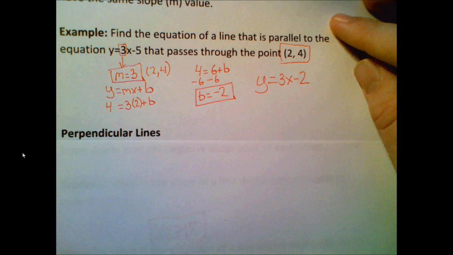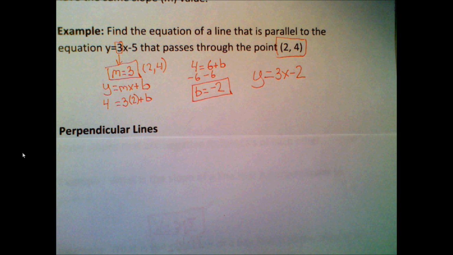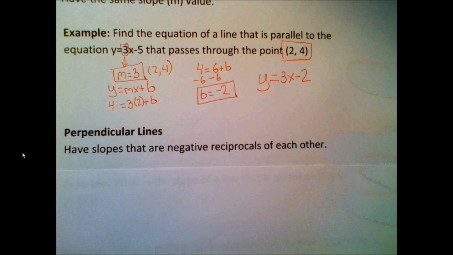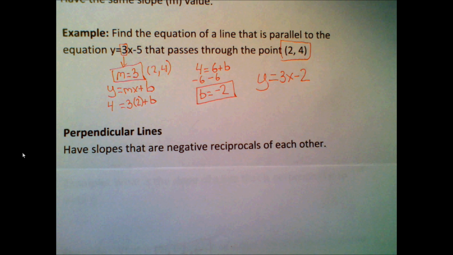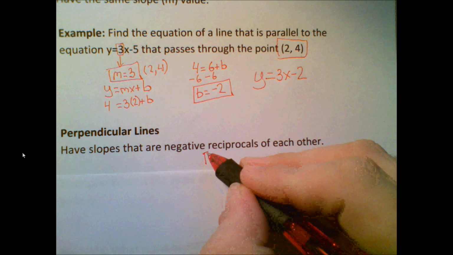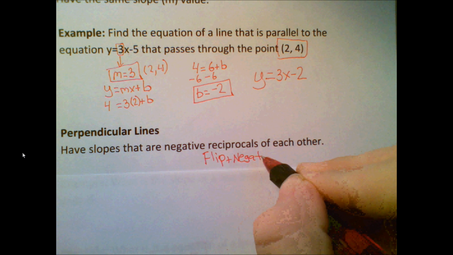Okay, now we're done with that, so let's take a look at perpendicular lines. Now, the special relationship, and this one's a little bit more complicated than parallel, is that the slopes are negative reciprocals of each other. Basically, an easier way to think about that is we have to flip and negate the slope.